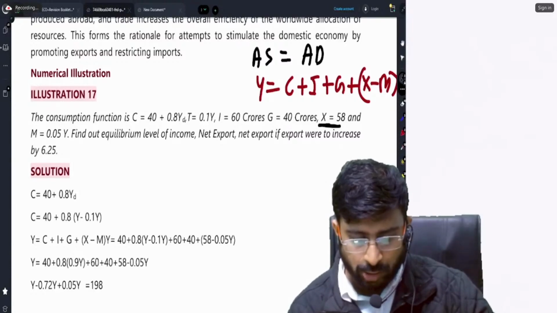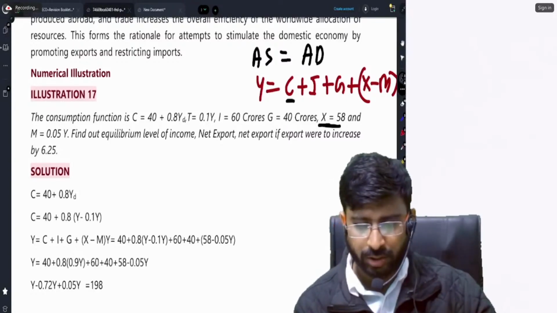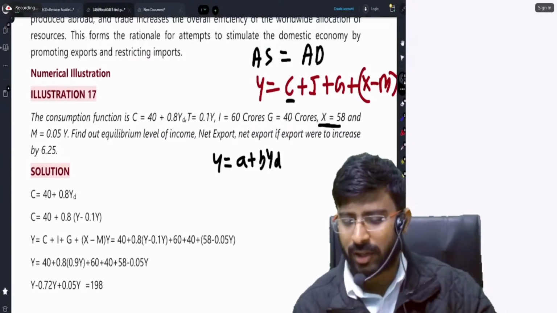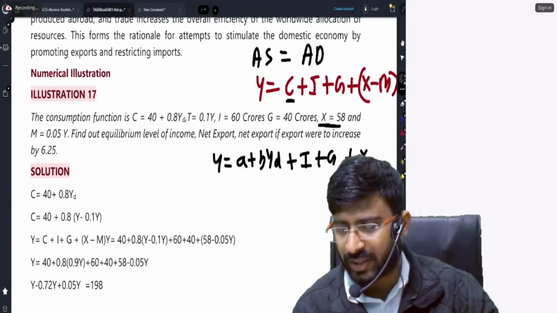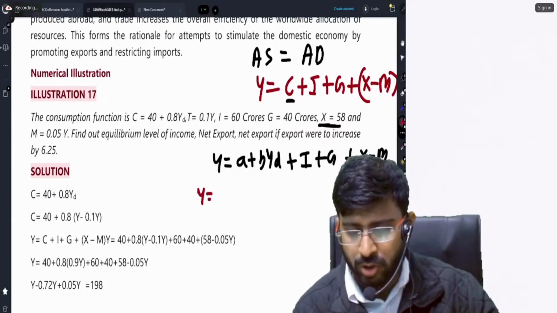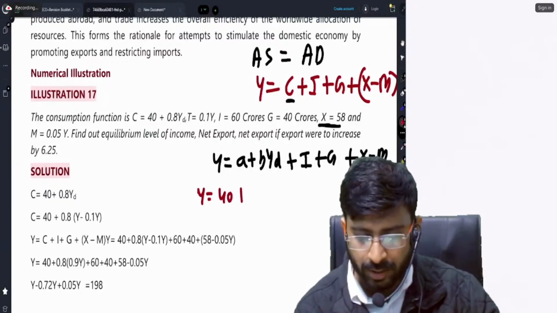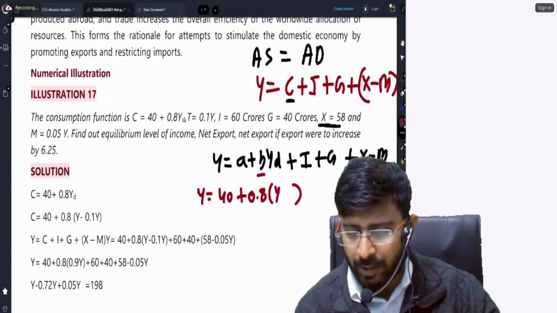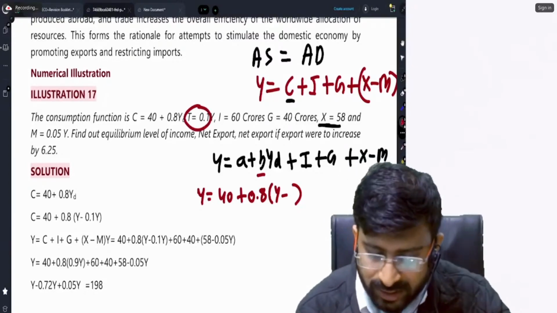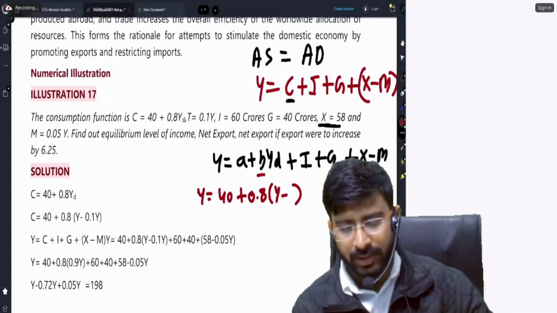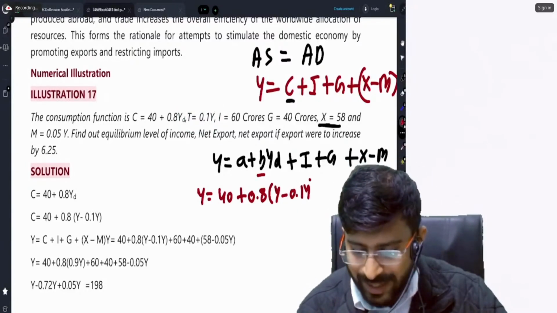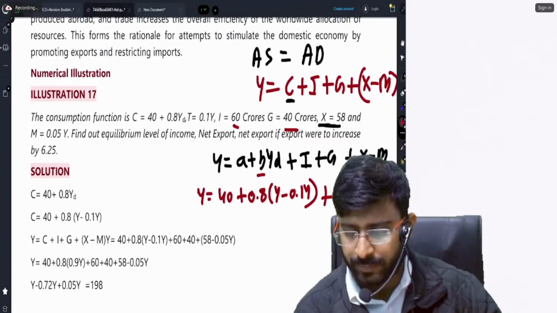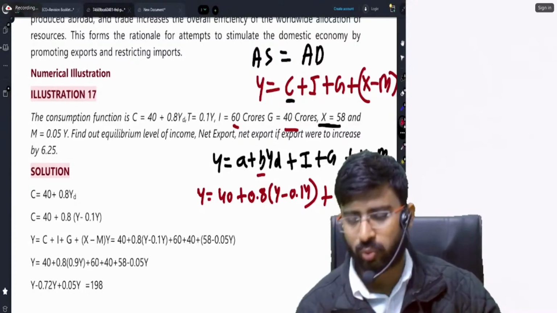Now, C is what? A plus B times disposable income, plus I, G, and X minus M as it is. A is 40. B is 0.8. Very good. What is disposable income? Y minus taxes. Is there any tax? Yes, sir, there is tax, 0.1Y. You remove that, and then you add I and G. So I is 60, G is 40.